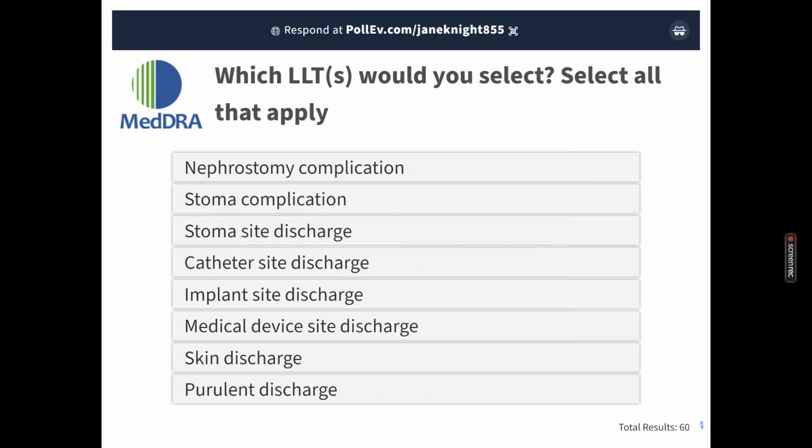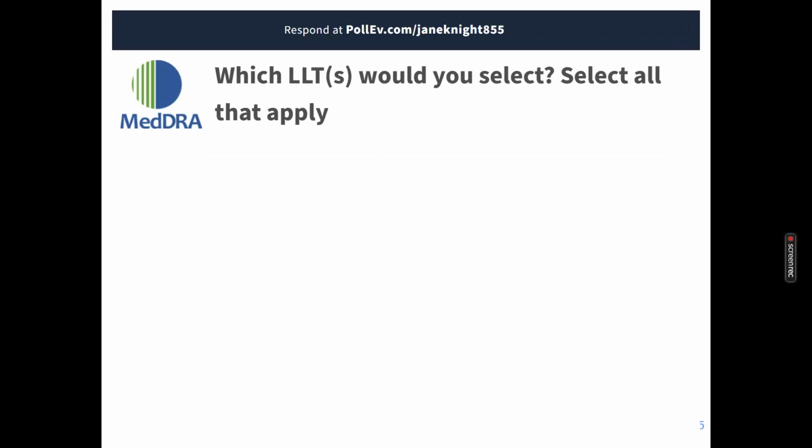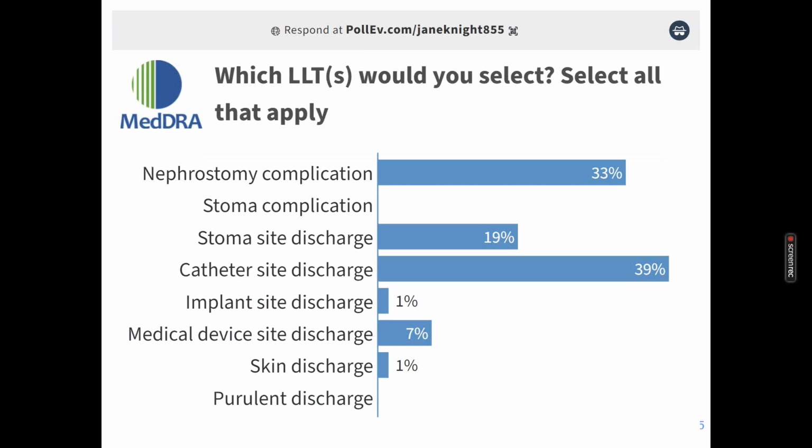Anyone else going to vote? 60 of you, or 60 votes in total. Any more votes? Few more. Now I think some are looking at the numbers going up. Some of you might be selecting all of them and then you can't be wrong. But here we go. Let's see where your votes have been placed.